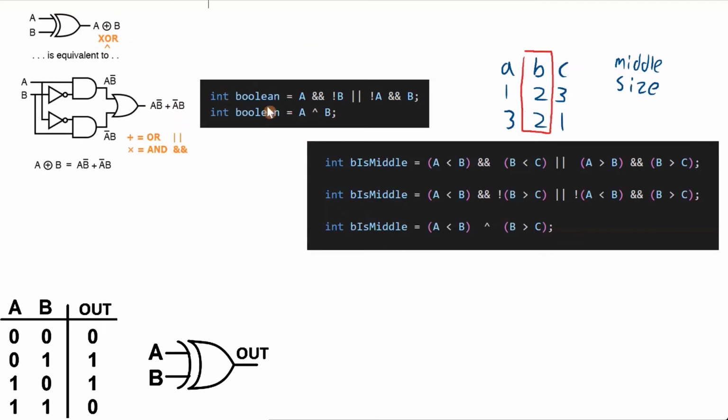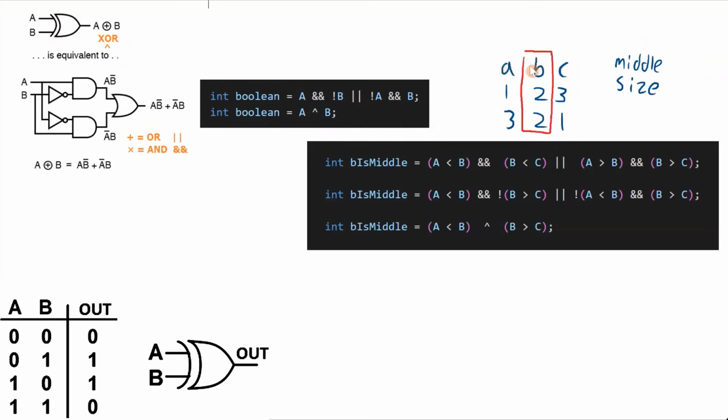Let's say if you have a boolean A and not B, or not A and B, we can actually simplify this equation to become A XOR B. This is how we do it in programming. Let's say I have three numbers. I want to find the middle size. How do I know which number is the middle?